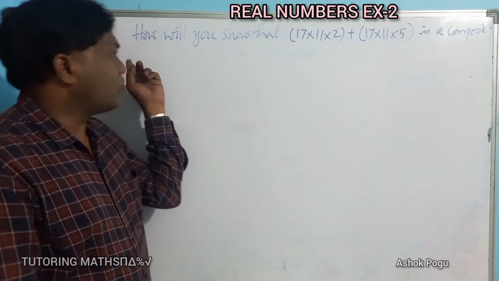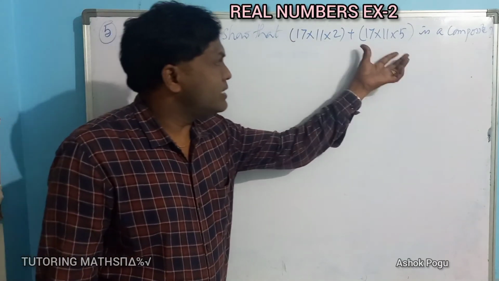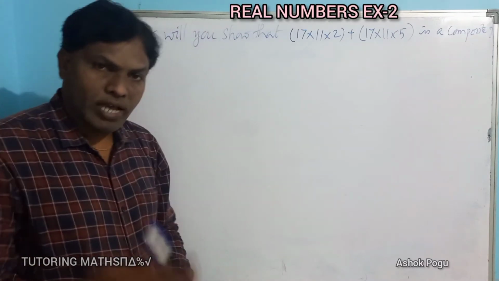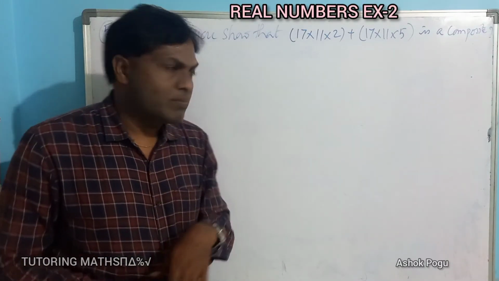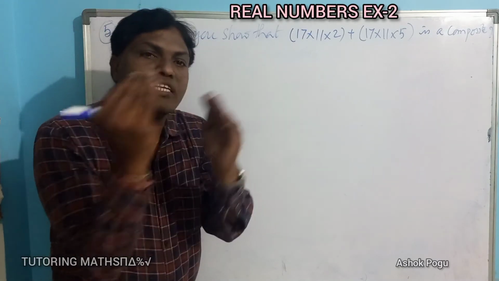Let's continue with question number 5. How will you show that? The question number 5 is how will you show that this is a composite number? As you know, just now we have discussed the same concept. We have to prove that this whole result is the product of two numbers.